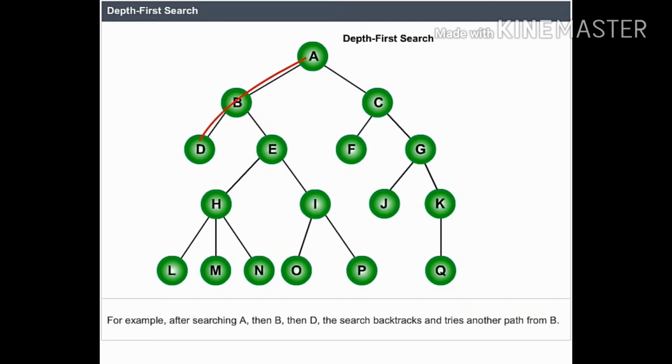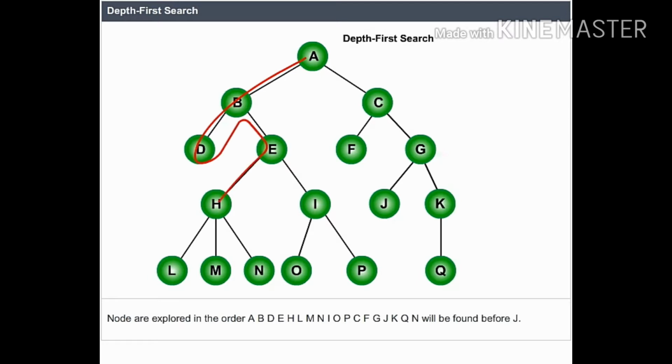For example, after searching A, then B, then D, the search backtracks and tries another path from B. Nodes are explored in the order A, B, D, E, H, L, M, N, I, O, P, C, F, G, J, K, Q. N will be found before J.